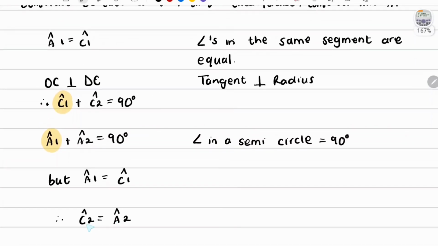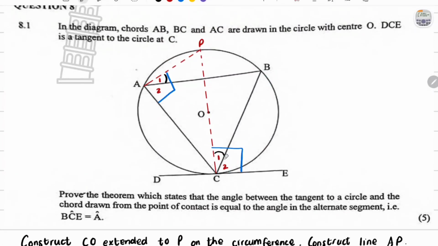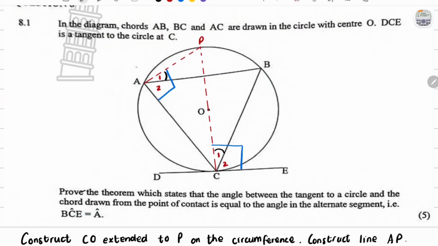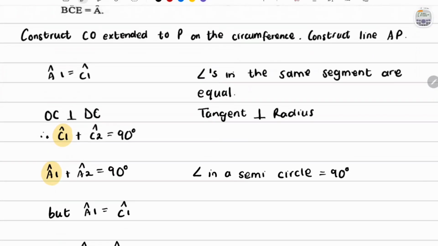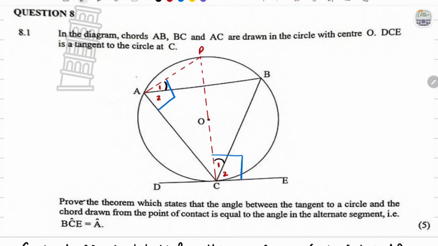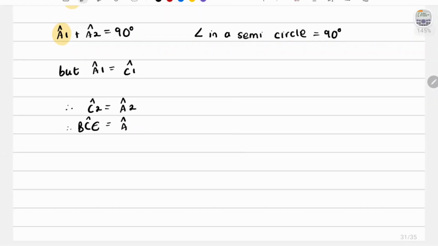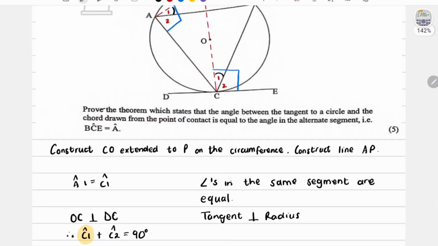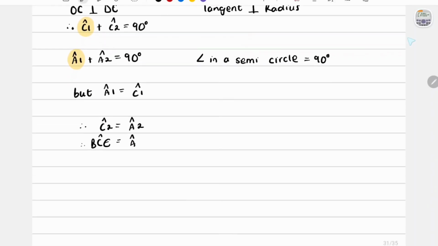So now that we have shown that, do you see that angle C2 is that angle BCE that they were referring to? So that means that BCE is equal to, and angle A2 is that angle A they were referring to. So we're just going to call it angle A as well, as they did. Therefore BCE is equal to angle A. And there we go. That is proven. So that is for 5 marks. Moving on to the next question.